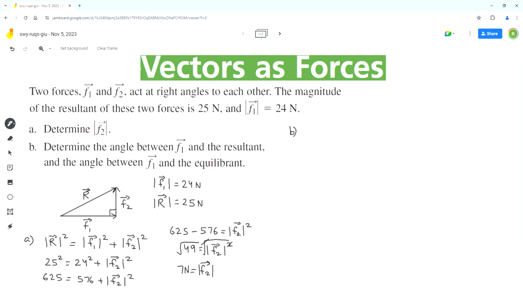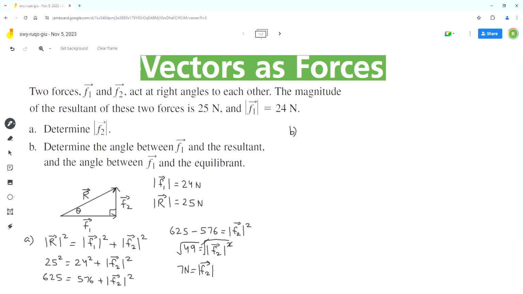We can analyze part B. Determine the angle between vector F1 and the resultant. So we have to find this angle theta. Now since this is a right angle triangle, we can use SOHCAHTOA. So we know the magnitude of F1, so that's given to us as 24 newtons, and we know the magnitude of resultant is given to us as 25 newtons.